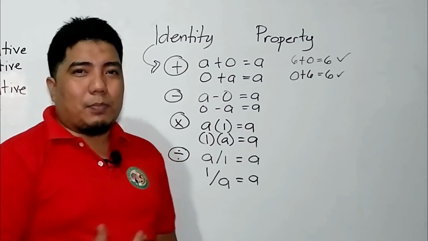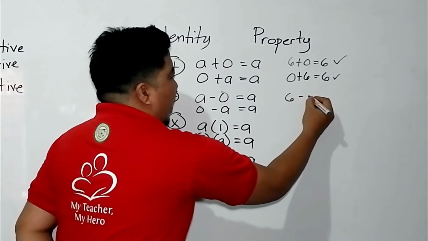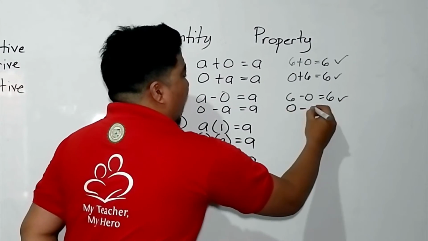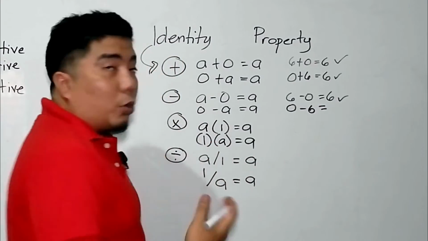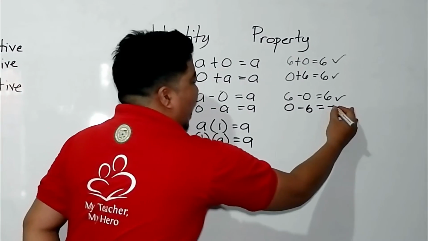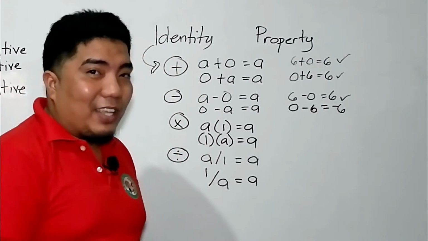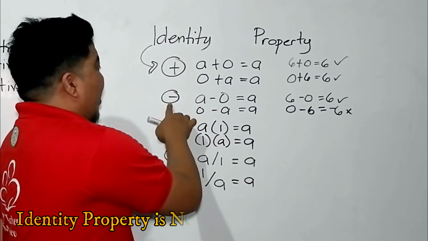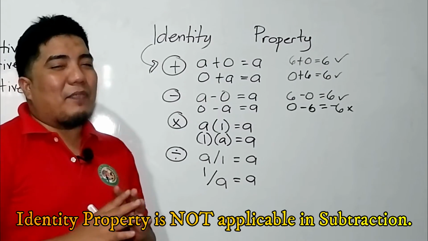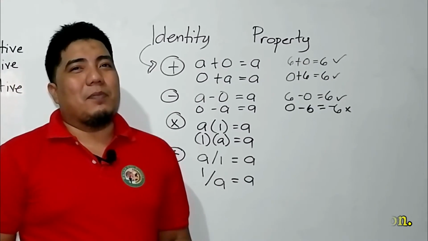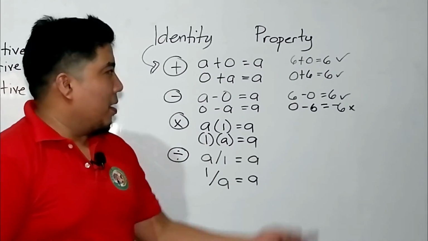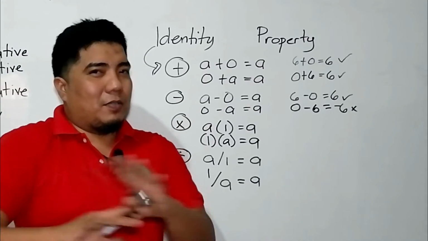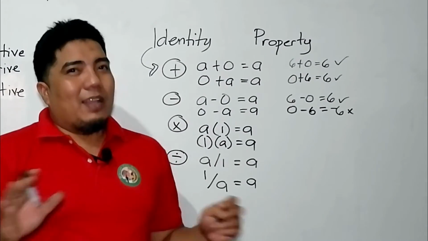Okay, now let's go to subtraction. 6 minus 0 is equal to 6. That's correct. 0 minus 6 is equal to, the answer is negative 6. It is not the identity of that number. Therefore, this is wrong. So, we can say that in subtraction, we don't have any identity property. Okay? At all times. Maybe in some other cases, but not at all times. So, to be sure, we will just consider false.